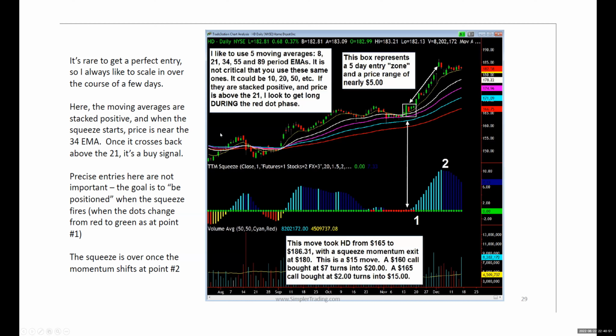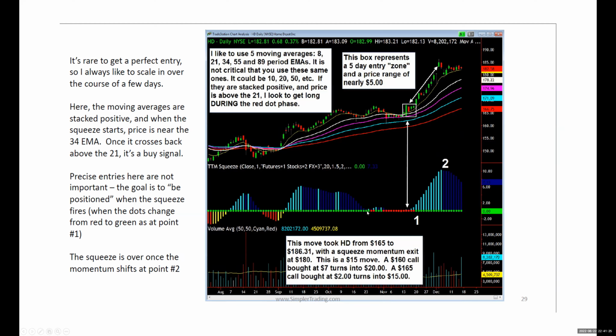Ignore this here. The only thing that I want to point out is the range that we're looking at here. So when the squeeze is basically intact, you can see how the move took us from 165 to 186. And then the momentum shift, which I'll talk about in just a sec, at 180. So it was a $15 move. The 160 call at 7 would have turned into 20. The 165 would have gone from 2 to 15.